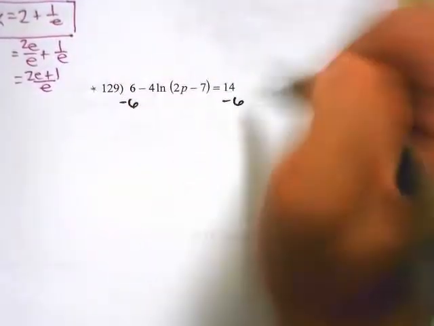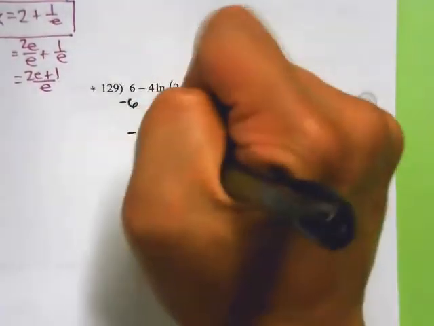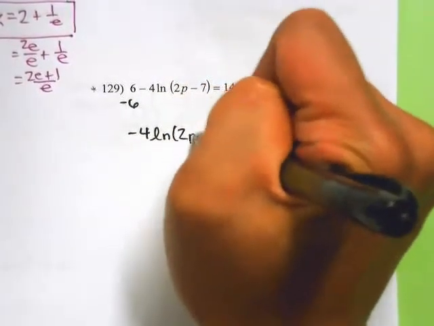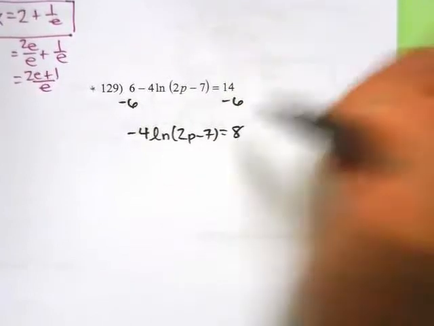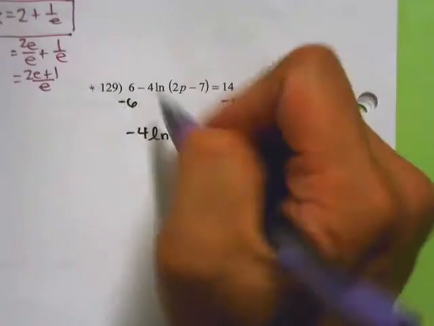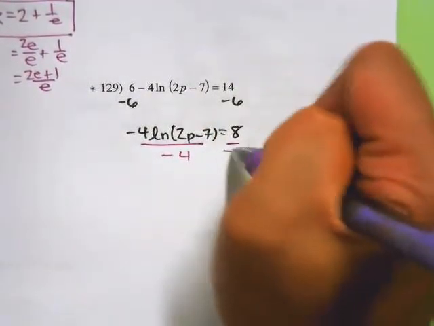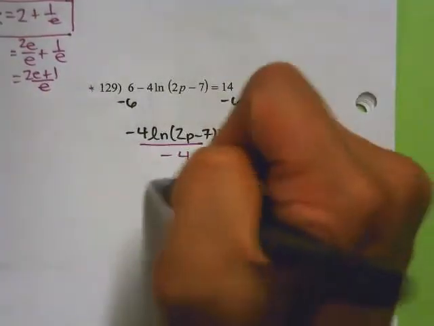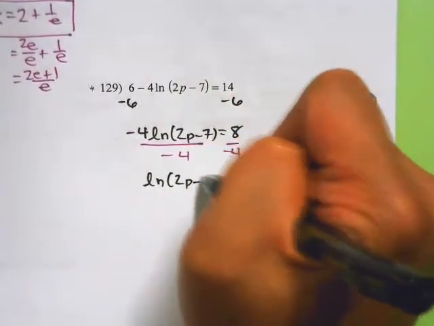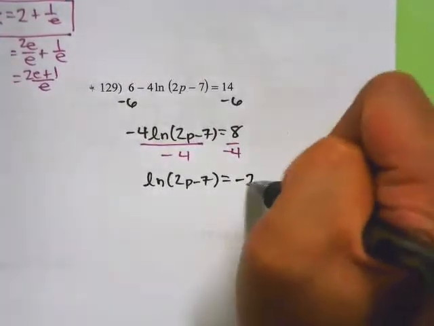Minus 6. Negative 4 natural log of 2p minus 7 is equal to, I hope, 8. Okay. Divide both sides by negative 4. Natural log of 2p minus 7 is equal to negative 2.